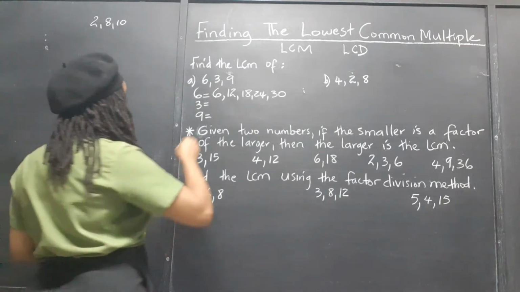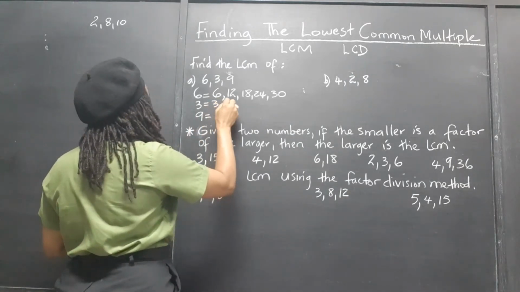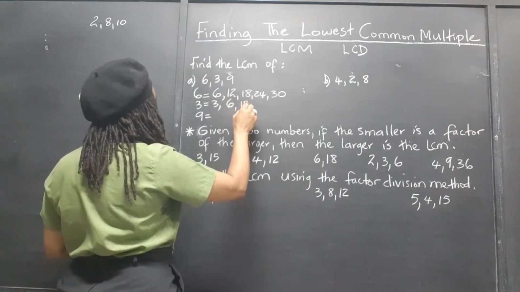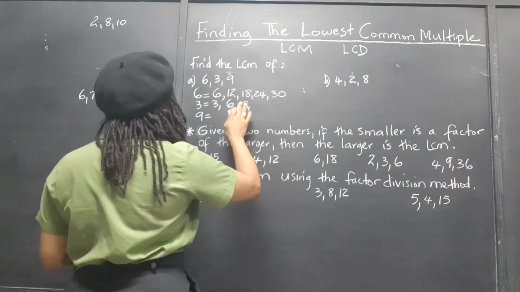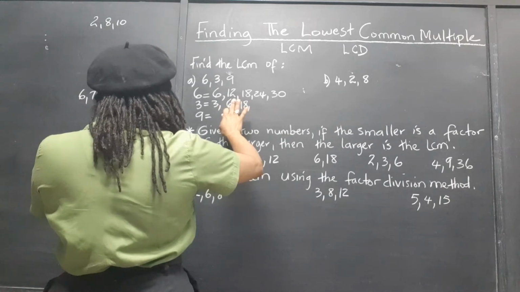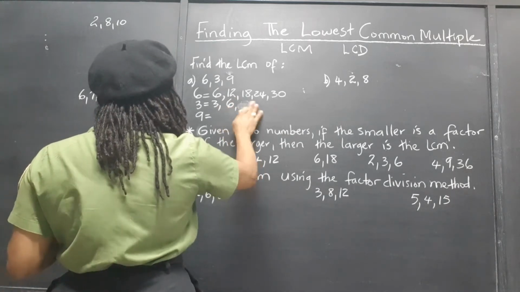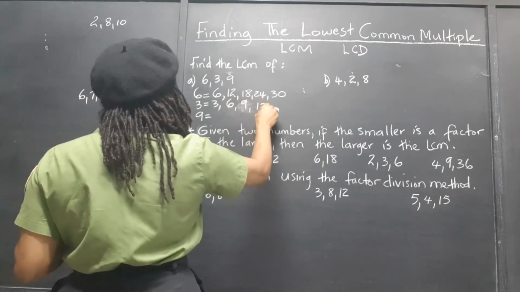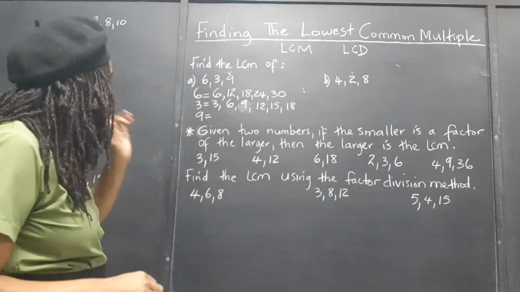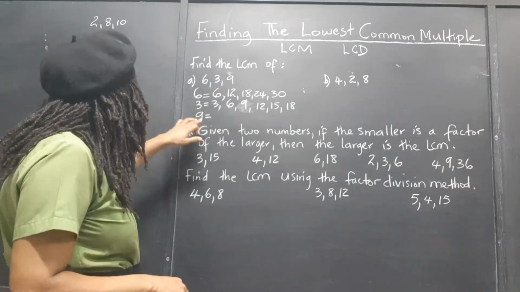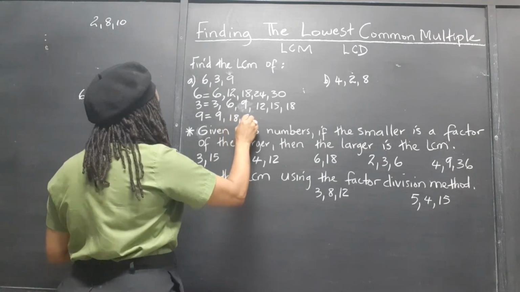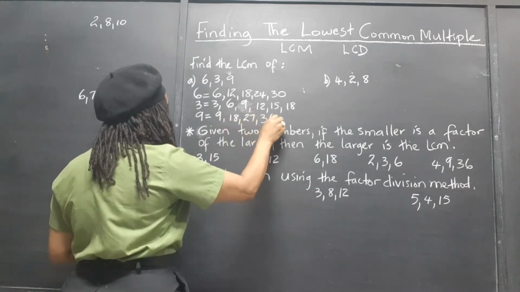So for the 3, we have 3 1s are 3, 3 2s are 6, 3 3s are 9, 3 4s are 12, 3 5s are 15, 3 6s are 18. I don't know how I reached 18 already. Alright, so let's stop there a little. The 9 now. 9 1s are 9, 9 2s are 18, 9 3s are 27, 9 4s are 36.